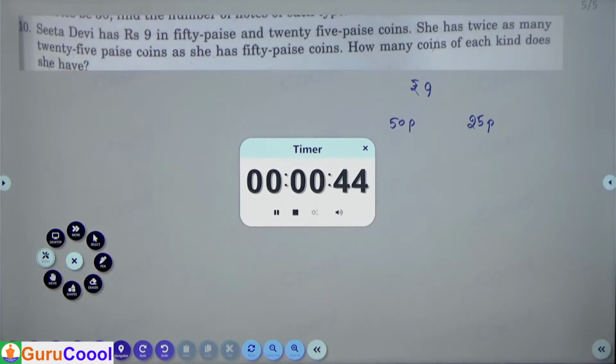Twenty-five x plus 50y is equal 900. Your voice is very low, David. What's that? So my equation is 25 bracket 2x plus is equal to 900.